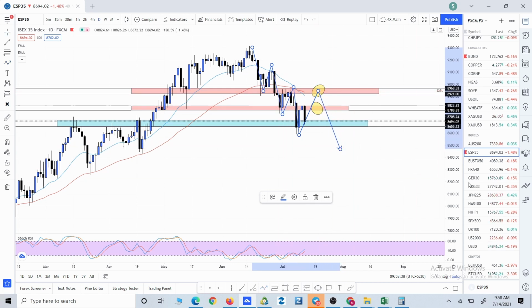Still have all the confidence in the market. So thank you very much, guys. These were all the trading pairs that I'm looking at in the market to trade.